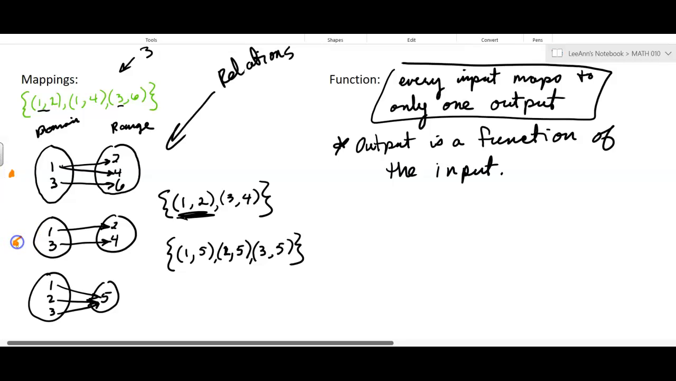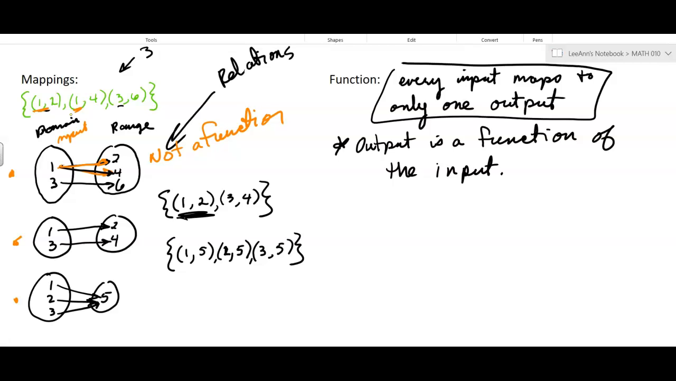This one, and this one. So do we think the first one is a function? Does every input, so these are the inputs, go to only one output? No, not a function. And why? Because see, the 1 goes to 2 and the 1 also goes to 4. So see how the 1 is being repeated in the input? It's going 2 different places. That's not a function.